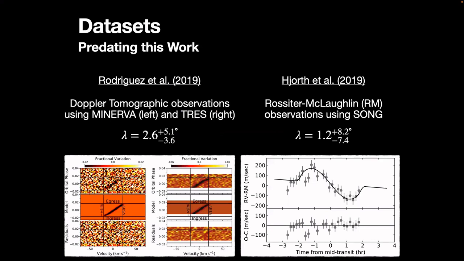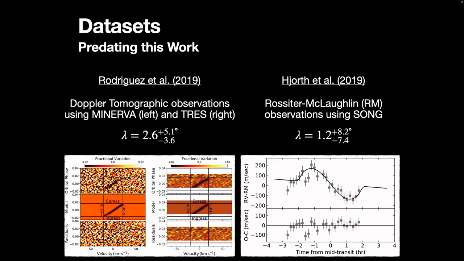So both of these analyses, Rodriguez et al. and Horth et al., were both able to take advantage of this fact and make radial velocity measurements during the transit. Now, on the left here, Rodriguez et al. did a very similar thing to making that RM measurement by using Doppler tomographic measurements, and this is effectively using the RM effect in spectral space.